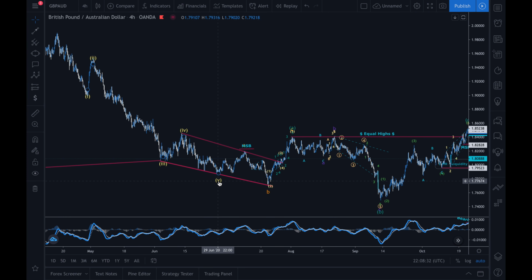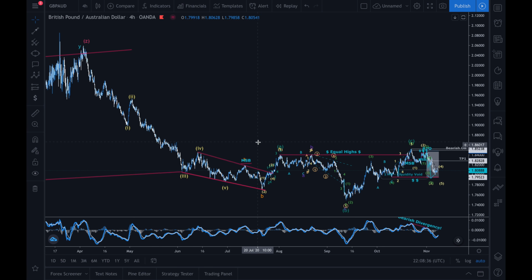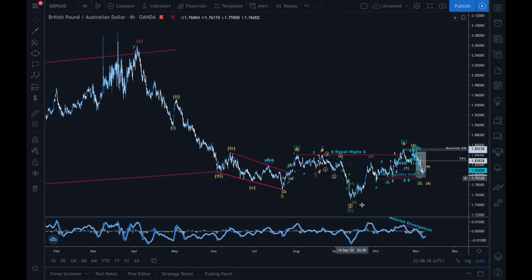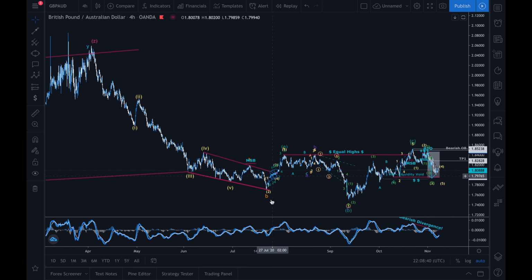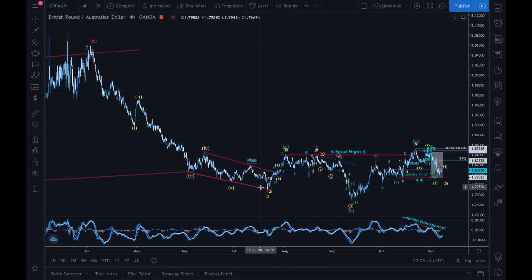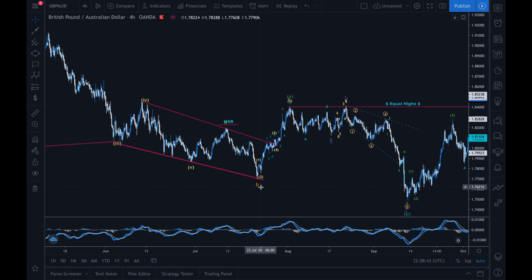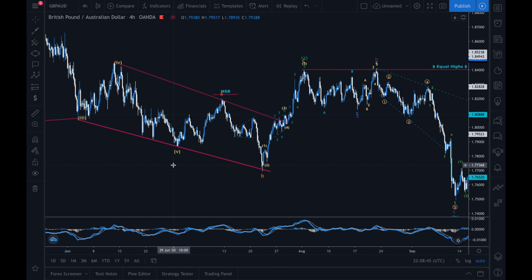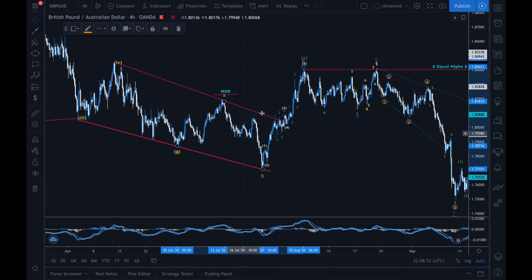So after we've completed the impulse wave, we then formed a correction, a very large correction. If you can see, we never impulsed again. So what do we see? We see wave A, and wave A consists of 3 subwaves. So we have wave A, B, C, the 3 subwaves of wave A. Then we have wave B, which also is always going to be 3 waves. So wave A completed, wave B, and then wave C is always a 5-wave structure.